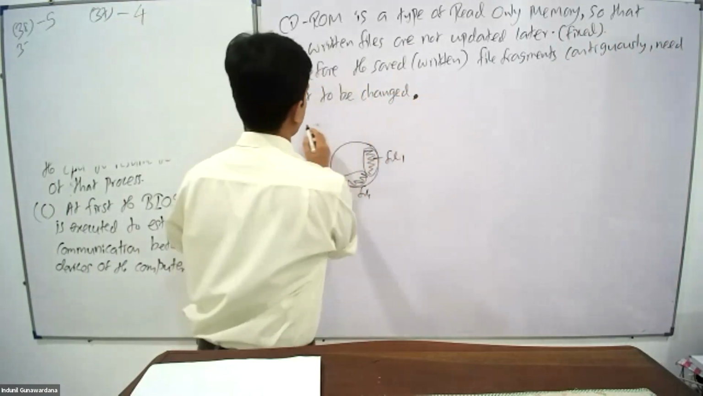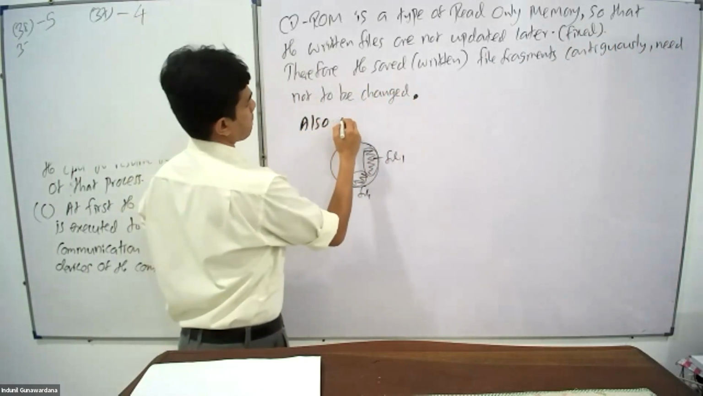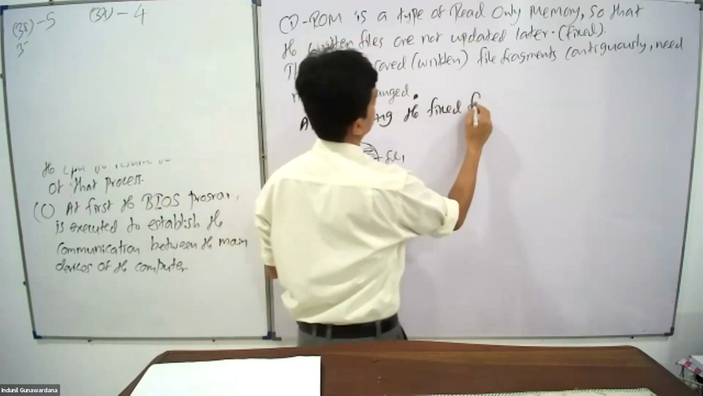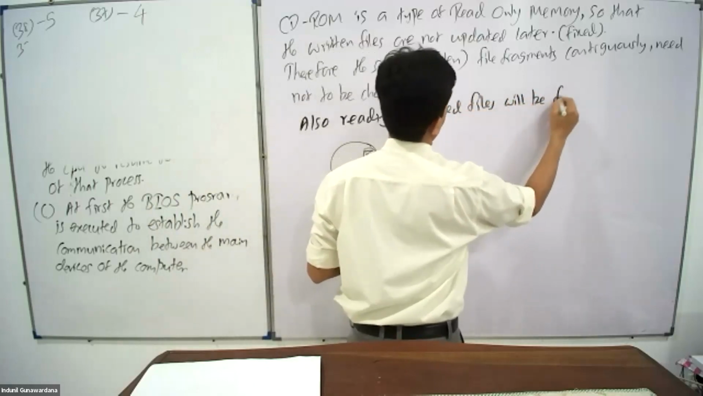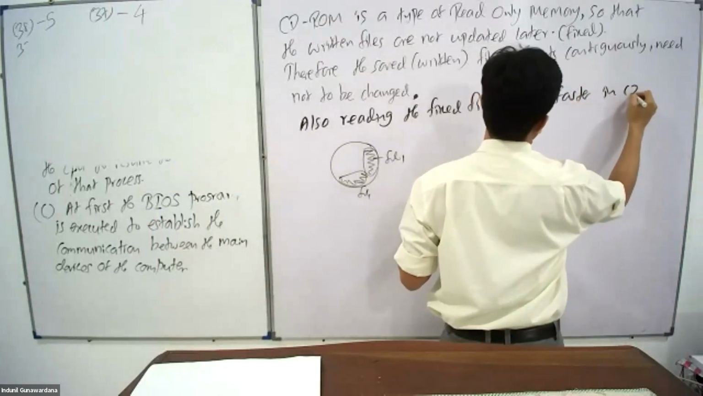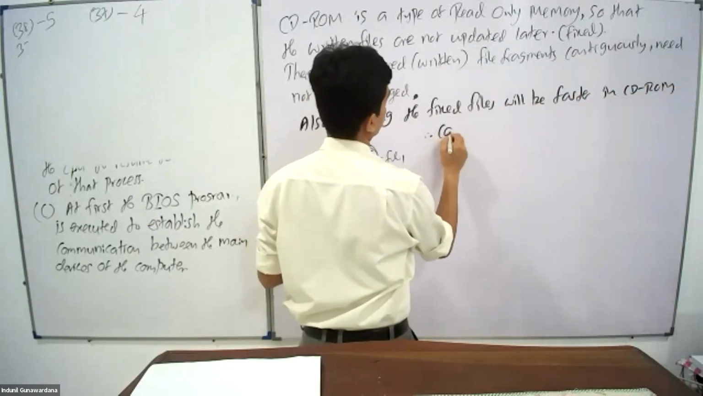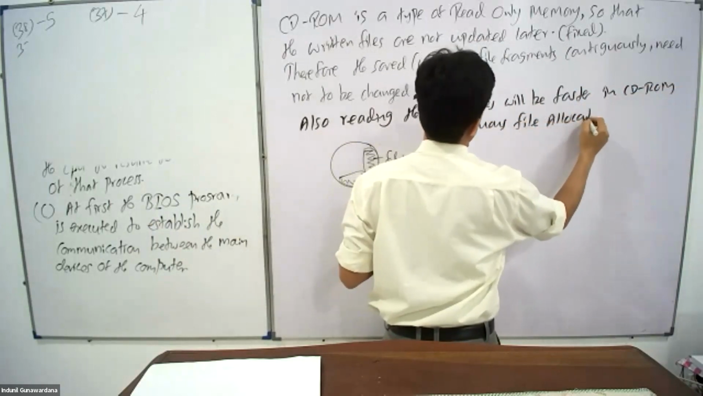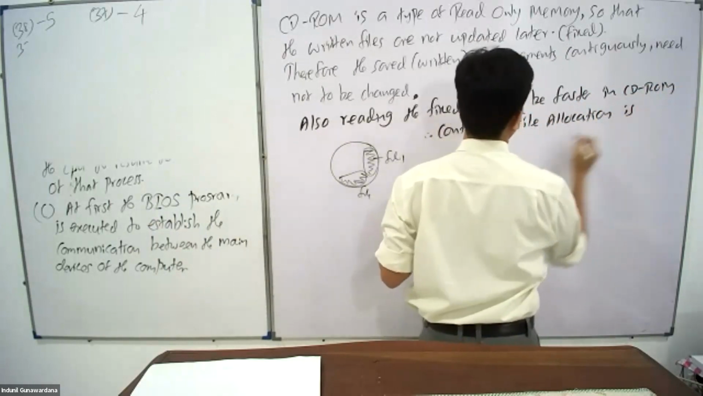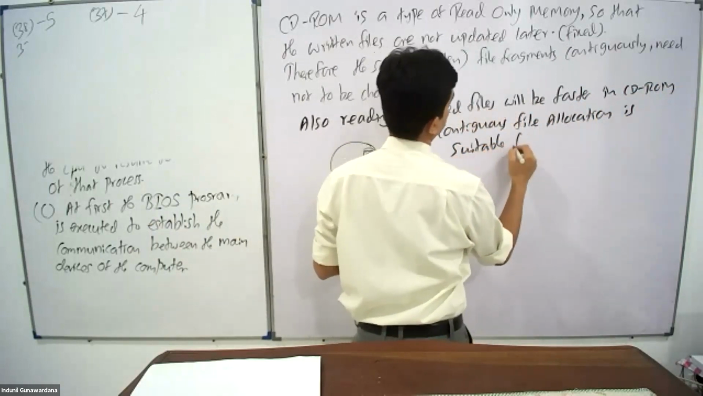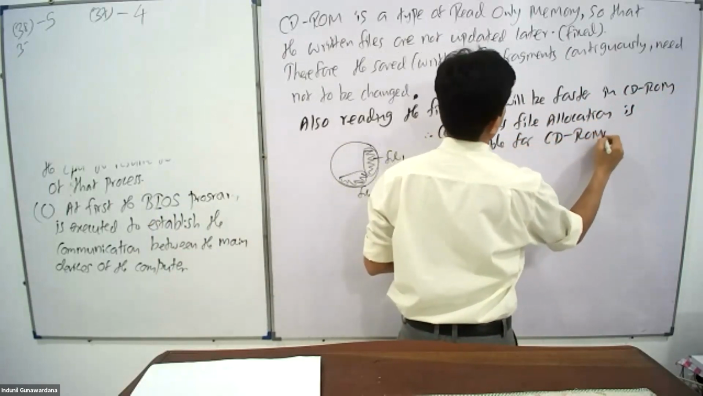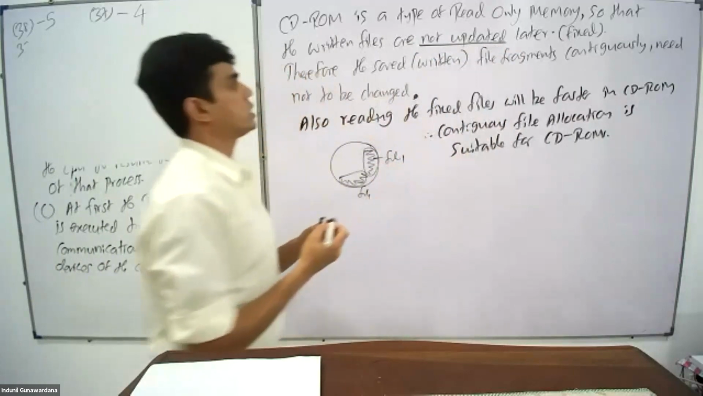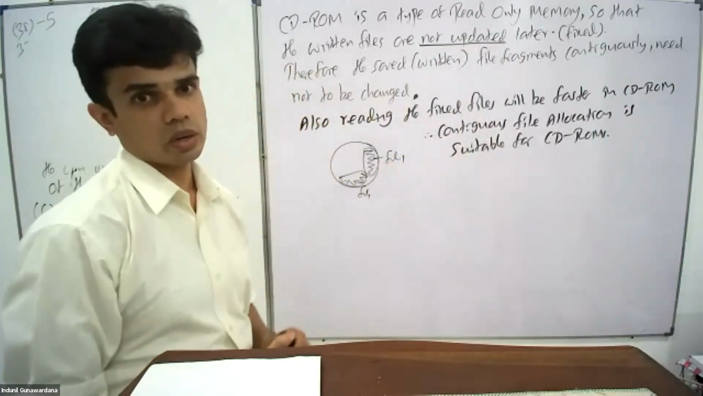Alright. The another point is also reading the fixed files will be faster in CD-ROM. Therefore, contiguous file allocation is suitable for CD-ROMs. And so then there we have to say that they are not updated. That's the main reason why this is going to be good for CD-ROMs.